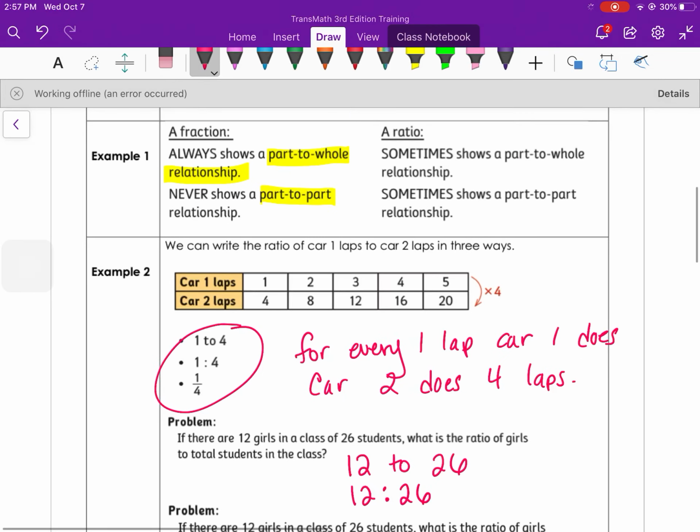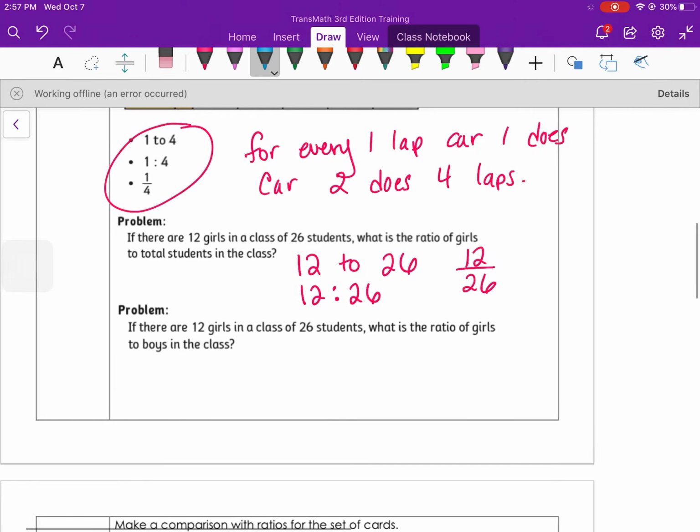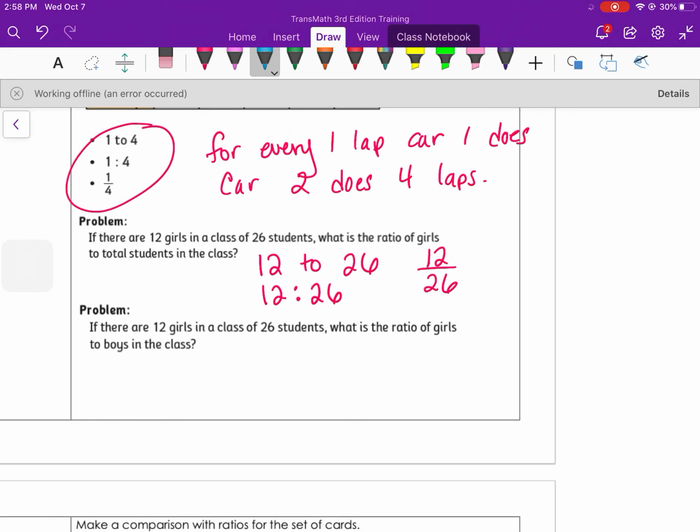And since it's a part to whole relationship, we can write it as a fraction as well. So 12 over 26. If you write it as a fraction, then you see that it can be reduced, because they're both divisible by 2, you can reduce this ratio to 6 over 13 as well. They would be equivalent ratios.